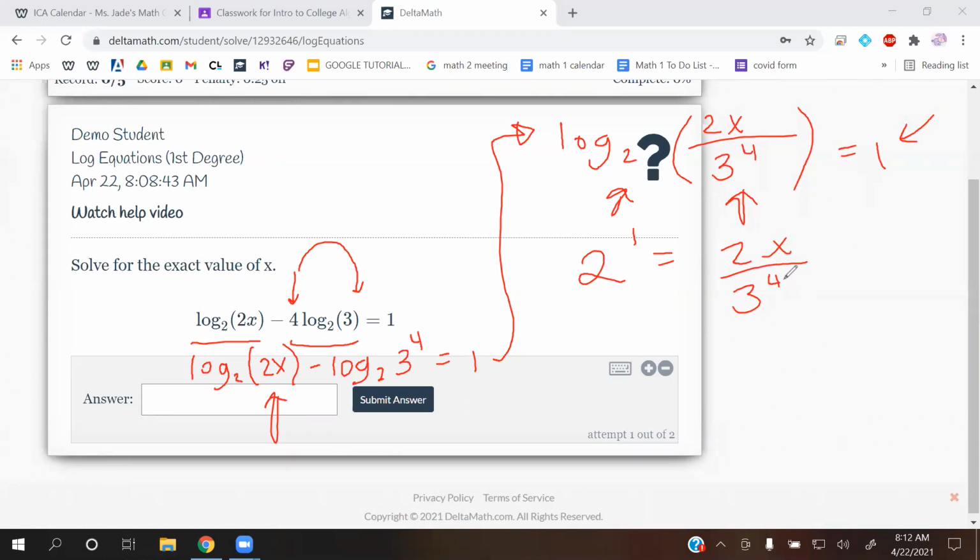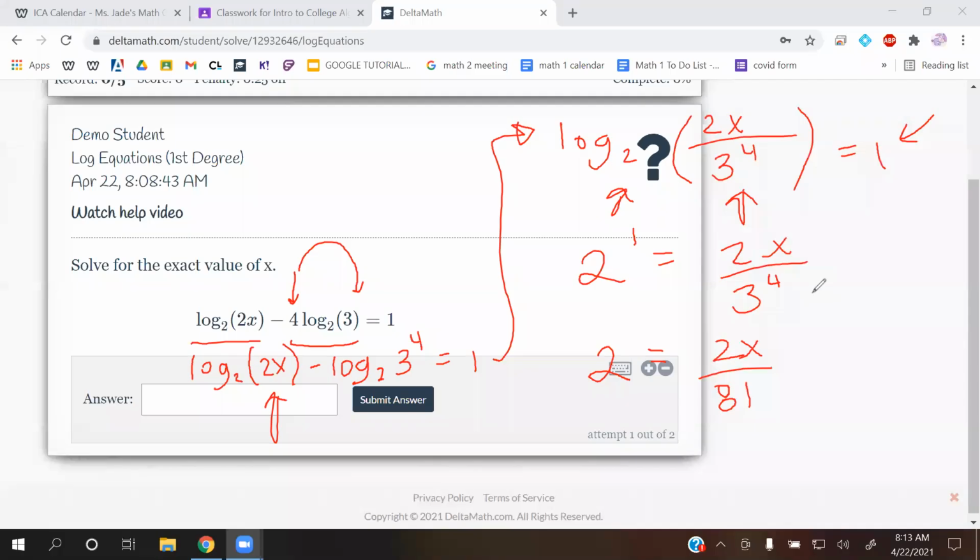I'm going to rewrite 3 to the power of 4 because that has a number value, and I'm also going to rewrite 2 to the power of 1 because that also has a number value. So 2 to the power of 1 is just 2, and that's equal to 2x over 3 to the power of 4, which is 81. I'm going to write that over here. Are there any questions up until here?